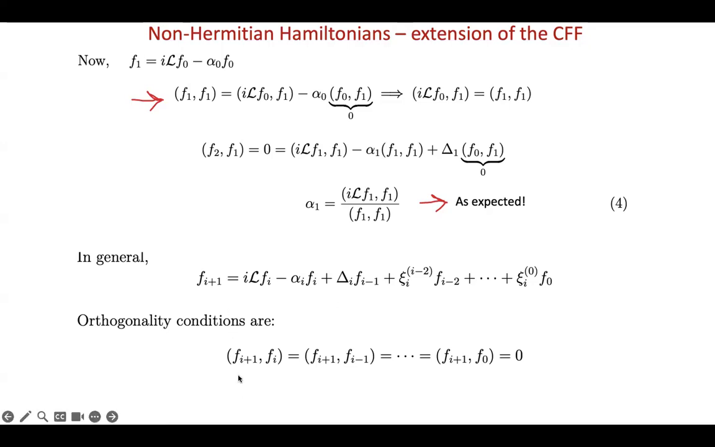Now, orthogonality conditions demand that f i plus 1 comma f1 should be 0, f i plus 1, f i minus 1 should be 0, and all the way f i plus 1 comma f0 should be 0. So what is physically the meaning of this? Mathematically, we all agree that these are orthogonal f's by definition. What is physically the meaning? It's very different actually.